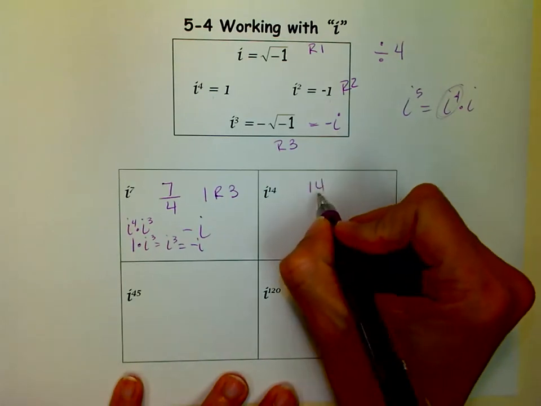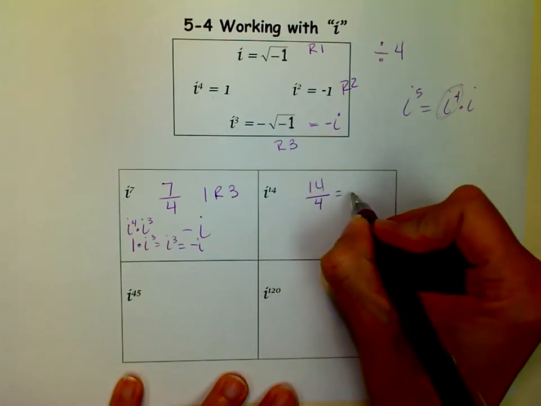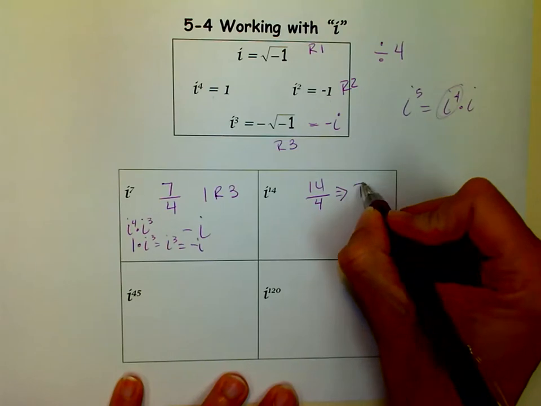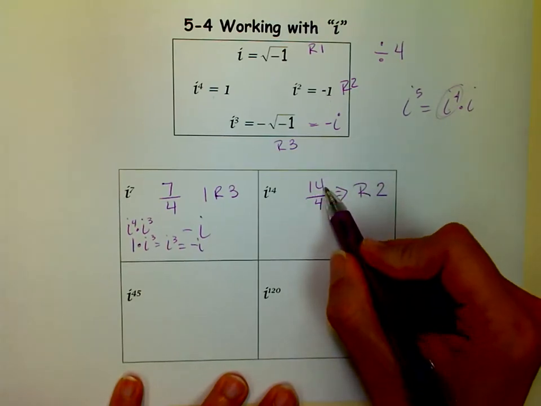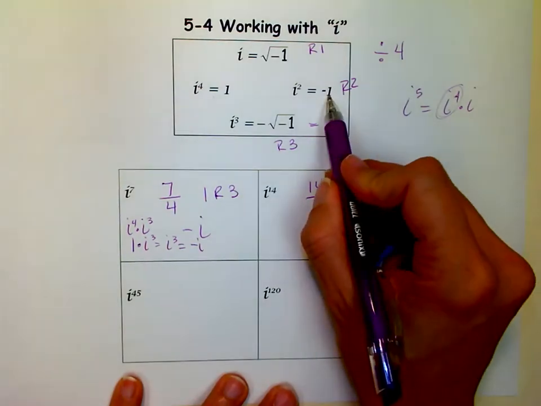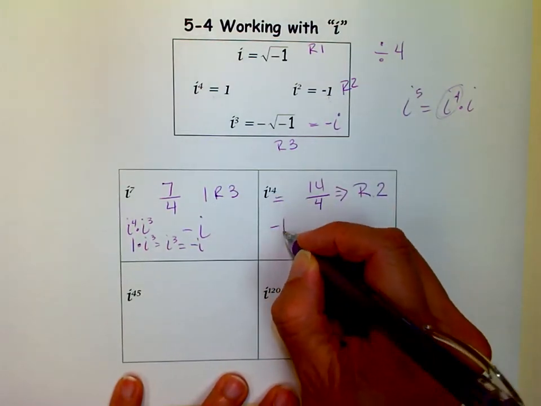So what I do is I take 14 divided by 4. I know my remainder, and I just want to know what my remainder is. My remainder is 2, because 4 times 3 is 12. There's 2 left over. So if my remainder is 2, I know that this equals -1.